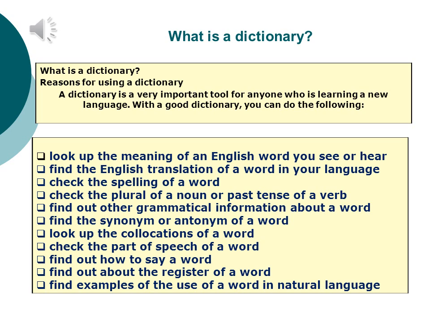It can also help you find out about the register of a word. Now, a register means how to express your feeling in a particular situation. A dictionary can also help you find examples of the use of a word in natural language.